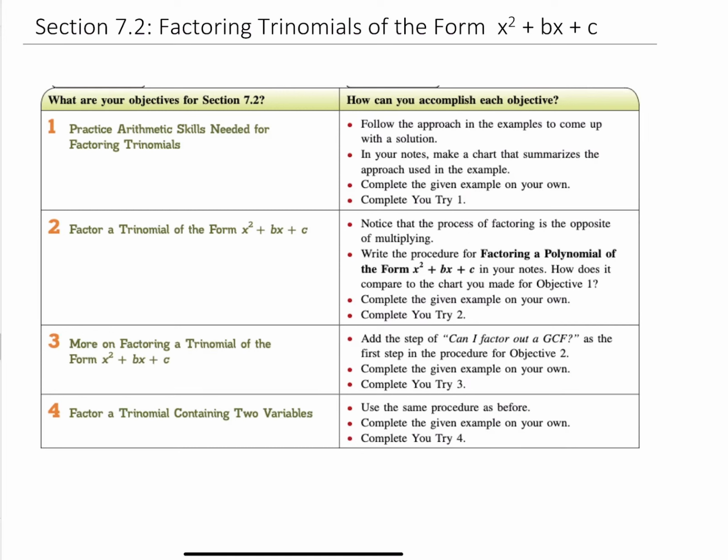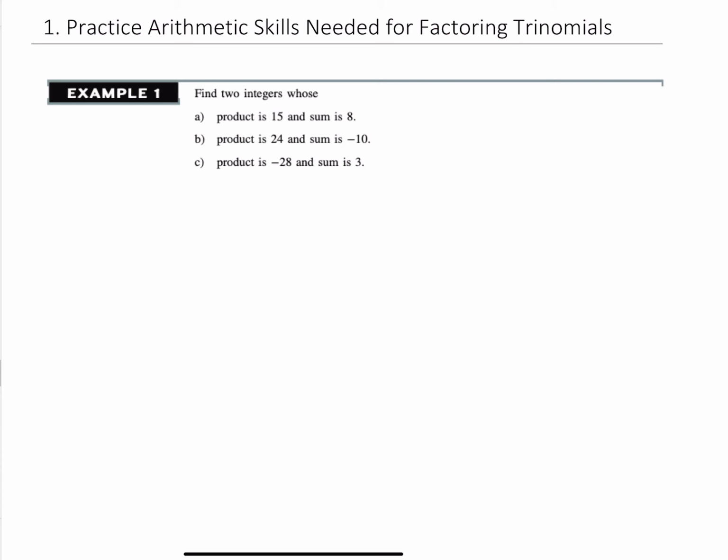In this video, we're covering section 7.2 on factoring trinomials of the form x squared plus bx plus c. Before we start doing this, we'll need to practice some arithmetic skills needed to perform this factoring. So let's see a couple examples. It wants us to find two integers in part A where the product is 15 and the sum is 8.